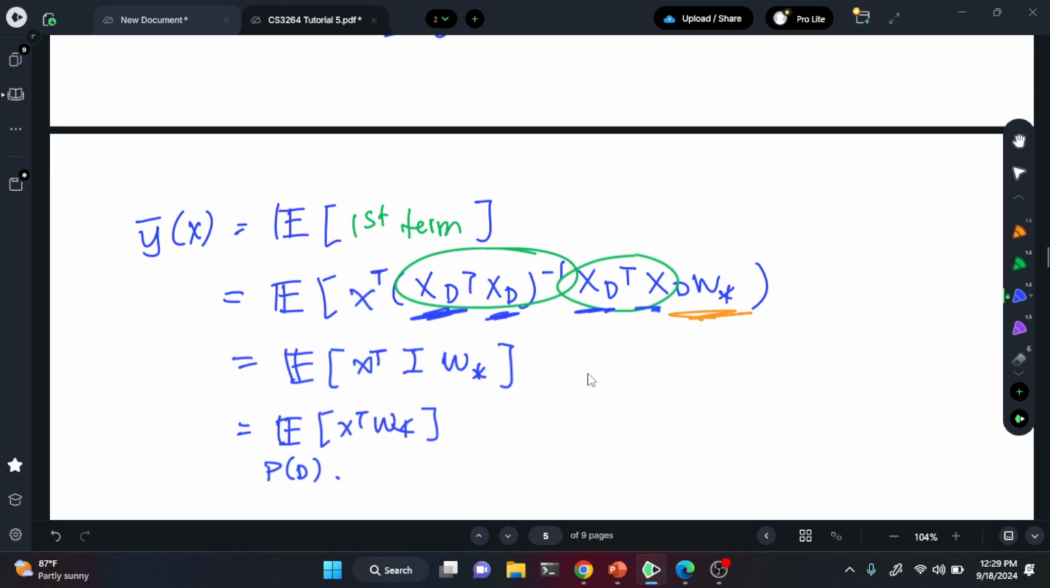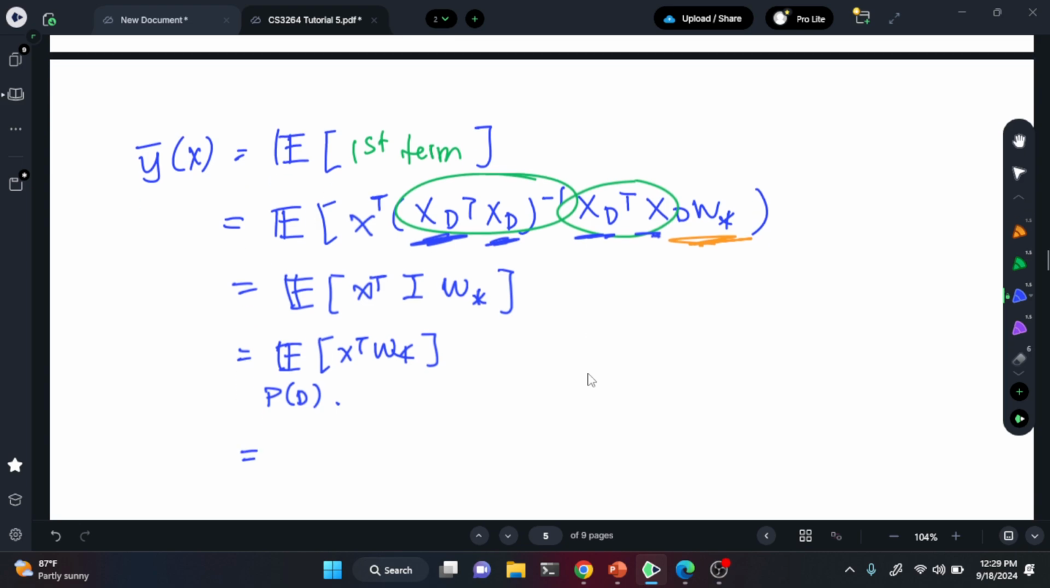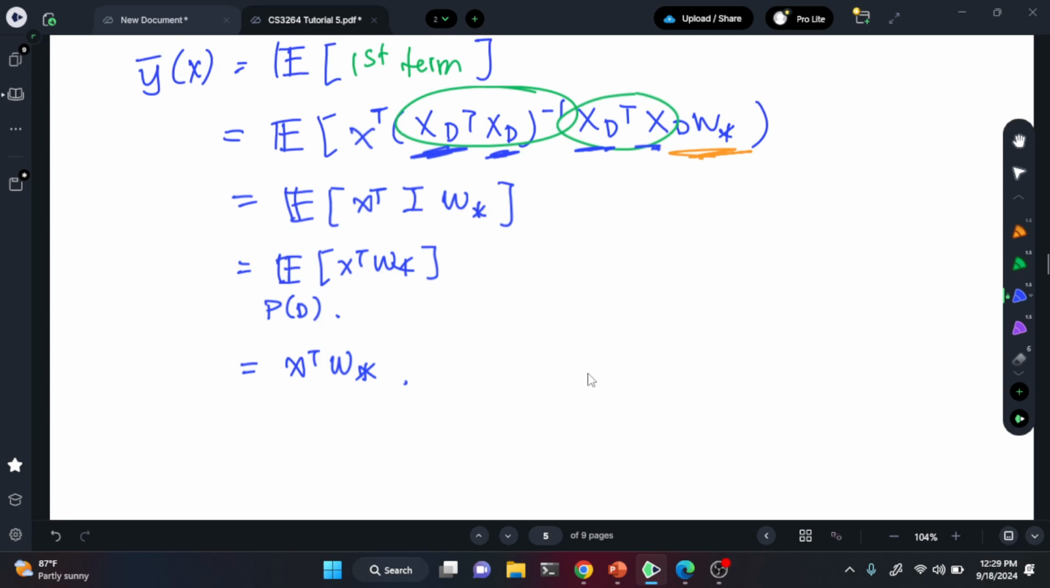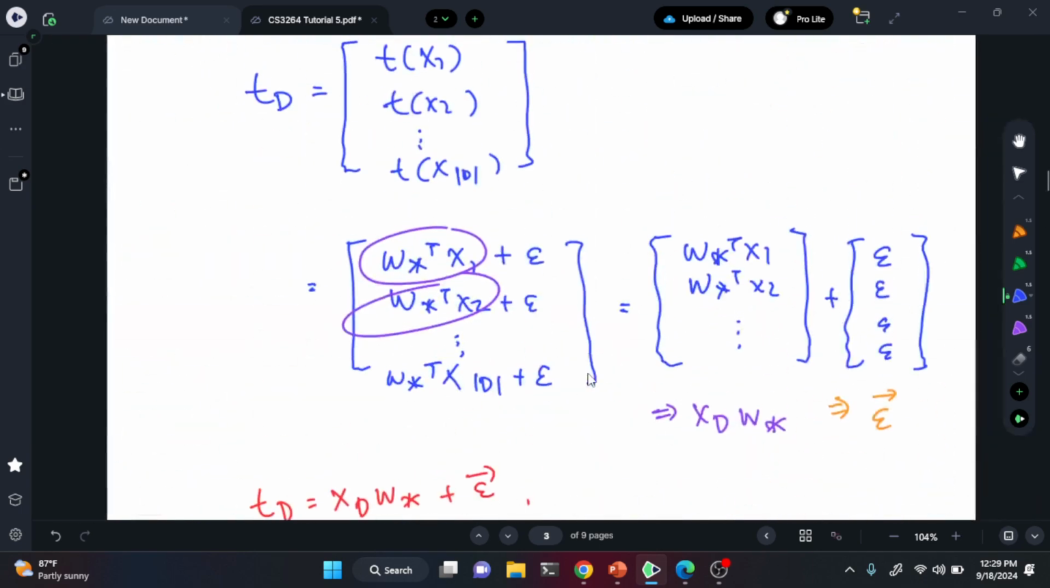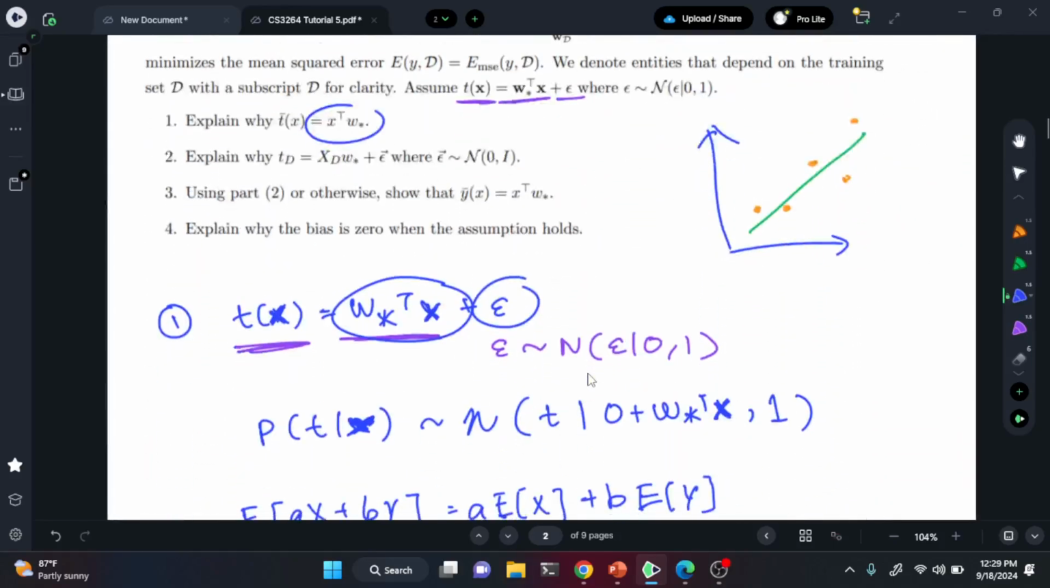Okay? So what happens now is, this essentially just happens to be X_D W star, which tells us that this average predictor for Y is essentially the same thing as taking all of the pure X, not just the sample X's, but all of the pure X, multiplied by my weight. At this point, any questions? Okay, once this is done, then we want to show the last part, explain why the bias is 0.